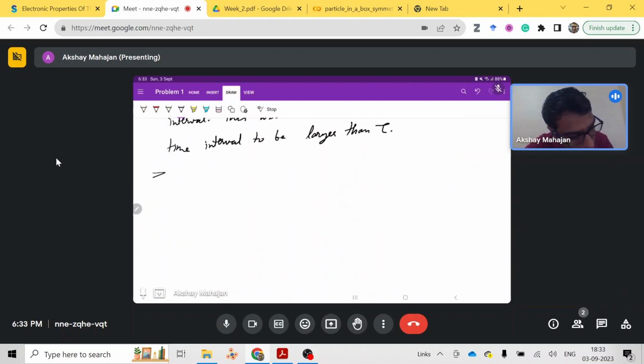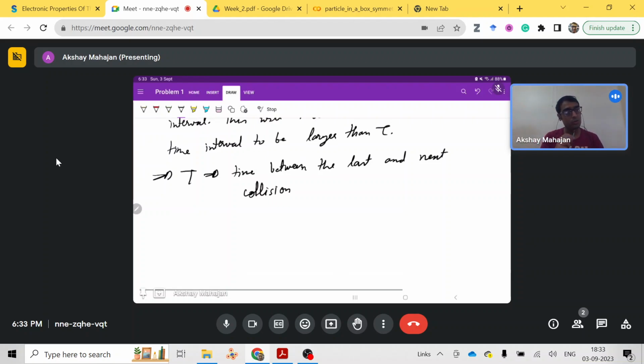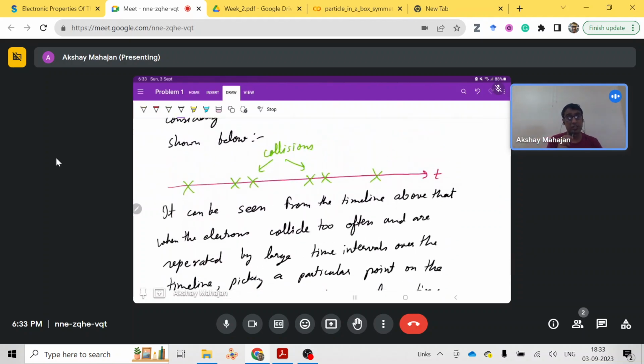So here we are talking about capital T. This is the average value that we have found, the time between the last and next collision. It seems like this time between the last and the next collision, if we go to this big timeline, may become larger than tau, which contradicts what we got in part C.